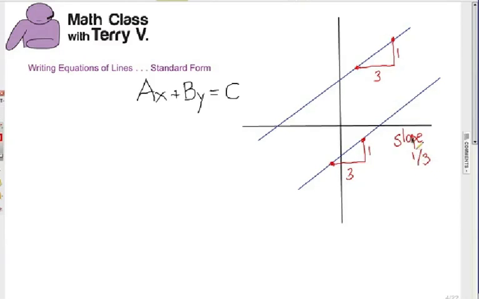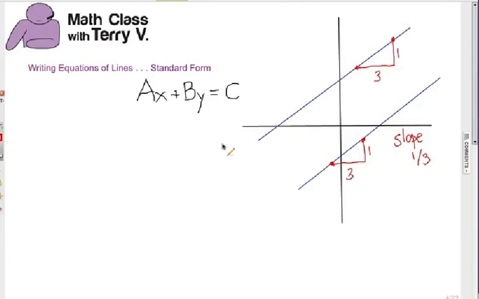In some cases in your math classes, you aren't given the slope of this upper line, but you know the other line in blue is parallel to it, so you know the slopes are the same. The idea is that we want to determine some information from the slopes and the y-intercepts in order to write the equation.